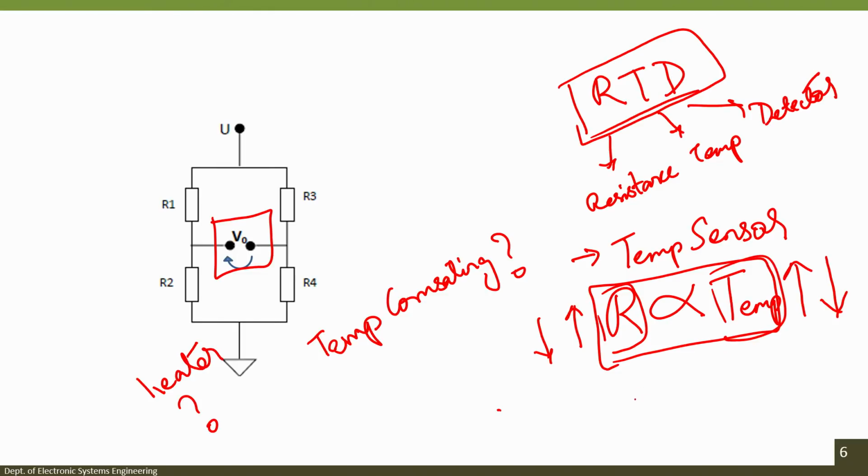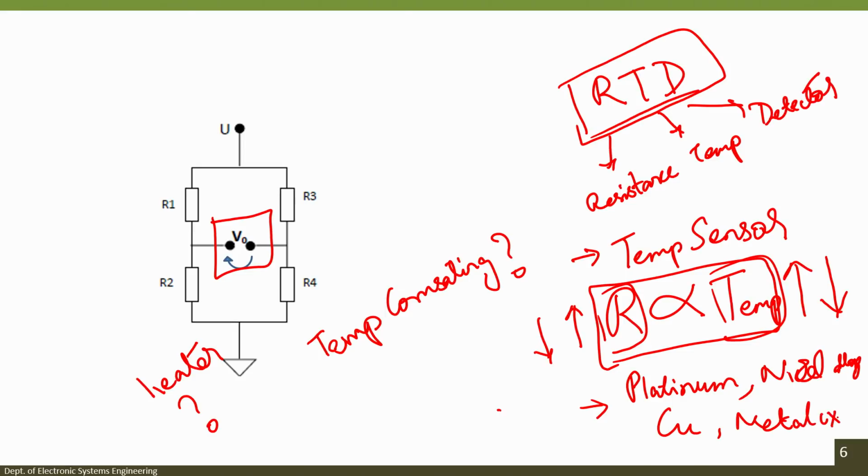Now, RTD sensors: what is the type of material that goes into making these RTD sensors? They are usually platinum, nickel, alloys, copper, and various other types of metal oxides. We will be talking about a type of RTD sensor where we will be using platinum.